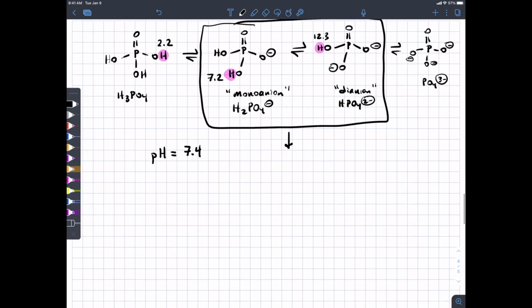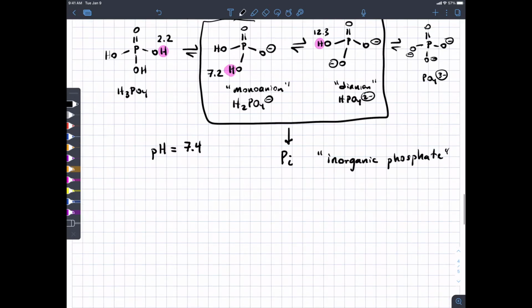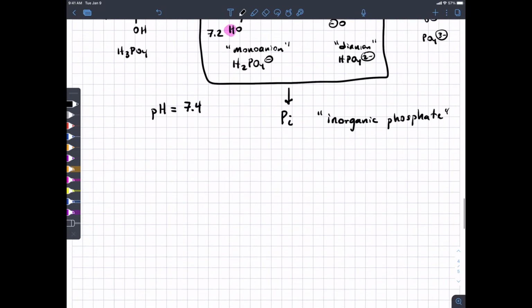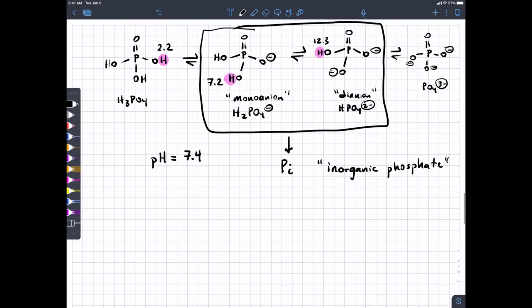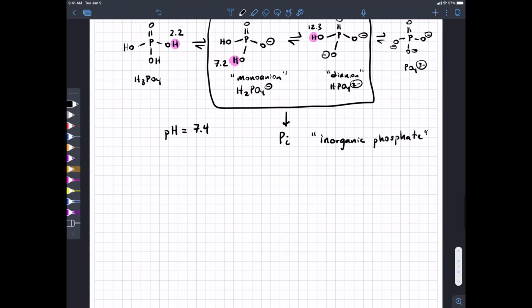Your biochemistry texts likely ignore the charges in the acid-base equilibrium, and they call this Pi, or inorganic phosphate, as though inorganic were a pejorative, like an insult. Oh, that phosphate's inorganic. I mean, the difference is it's not attached to an organic molecule. Where does this show up in biology? Let me just give you a couple examples. When we start to talk about glycolysis, we will encounter a molecule called glucose 6-phosphate.